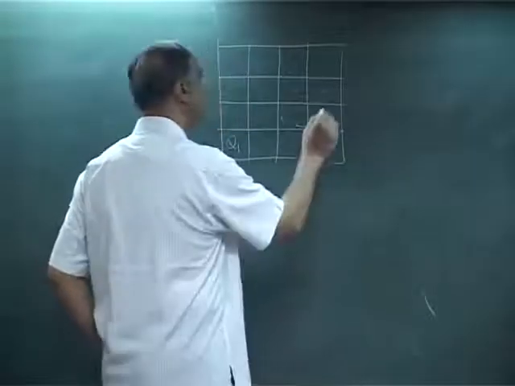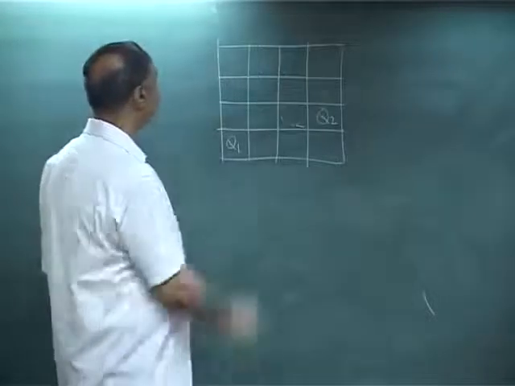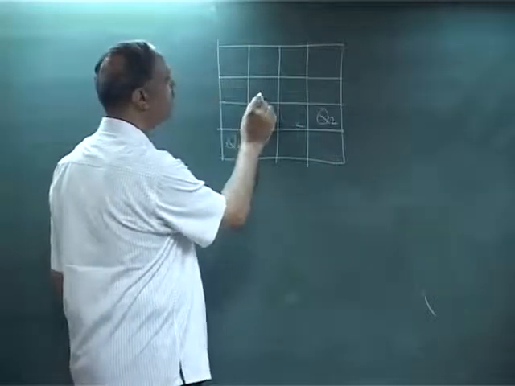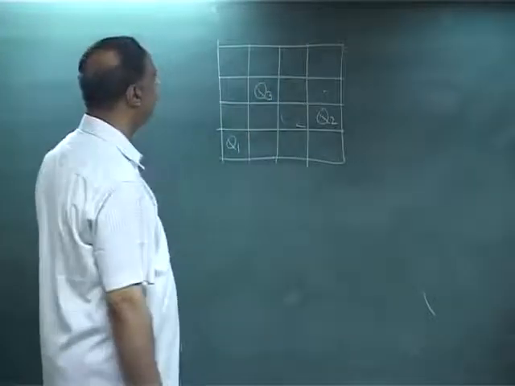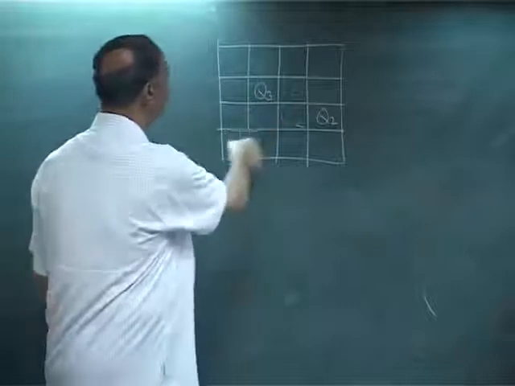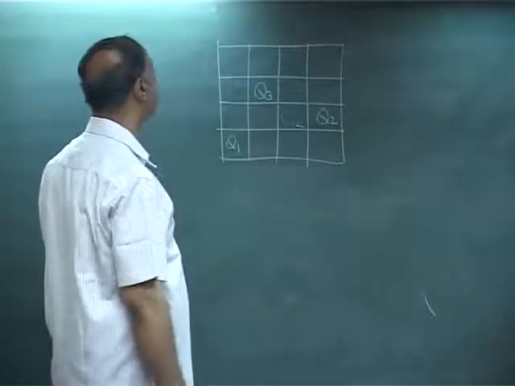So can it be here? Let us assume that Q2 is here. Now what happens? Q3 cannot be here. Yes, Q3 can be here. So I put Q3 here, because it is not attacked by Q1 and not attacked by Q2. Now where can I put my Q4?